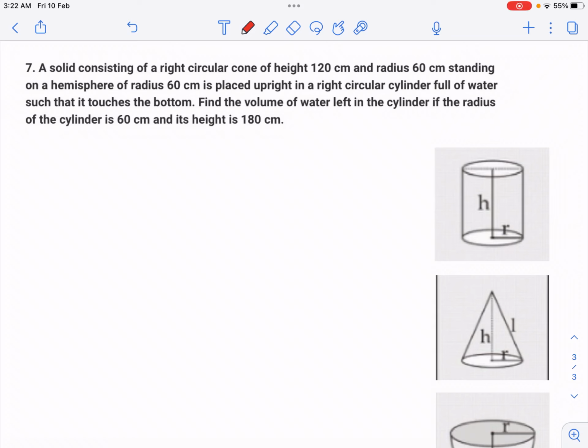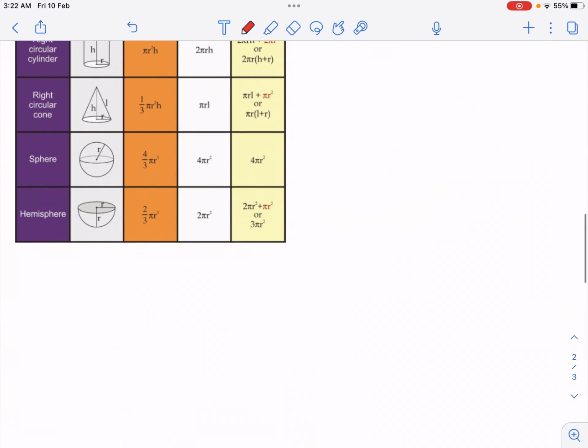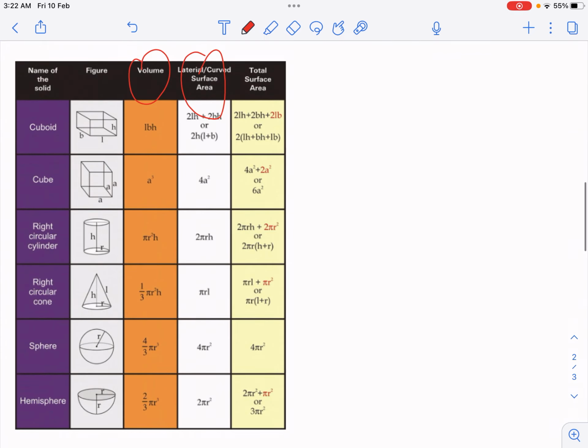In this video, we are going to find the volume of the water inside the cylinder, given some solid object is inside the cylinder as well. Before we dive into this question, first of all we need to understand the different types of shapes and how they look. Also we need to find the volume of these shapes, what is the equation to find the volume, and what is the curved surface area for these shapes.